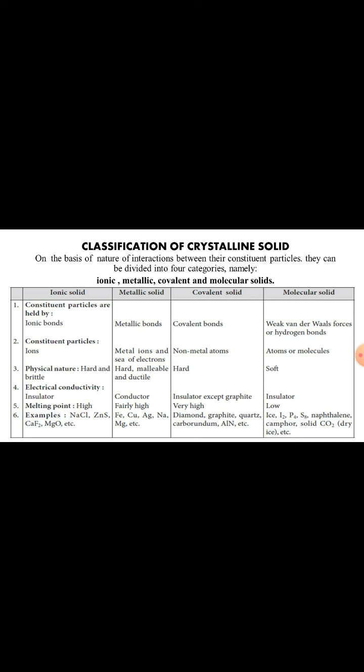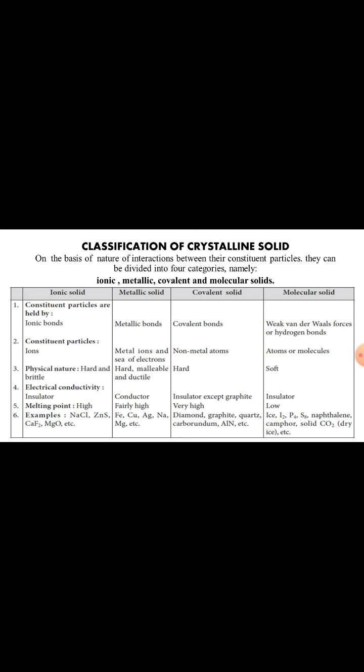Metallic bond is also a strong bond. That's why they are hard. And metals are malleable and ductile. Electrical conductivity: they are good conductors of electricity, either in gas state or solid state or liquid state, due to presence of free and mobile electrons. Melting point is fairly high.